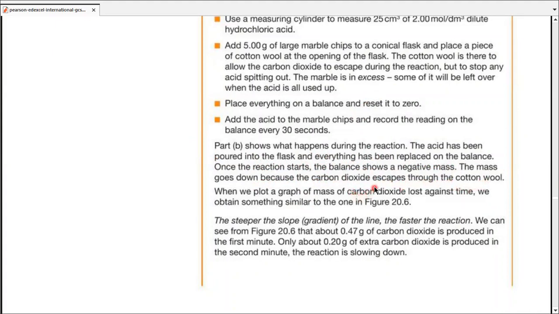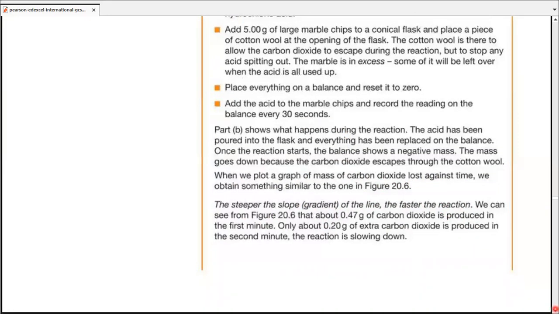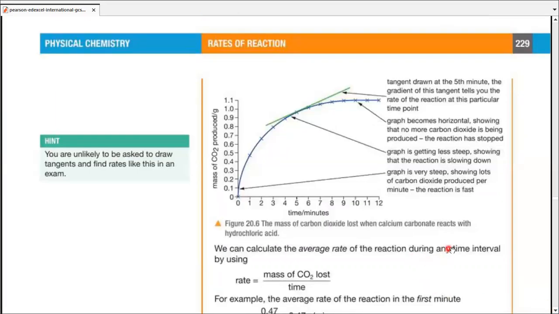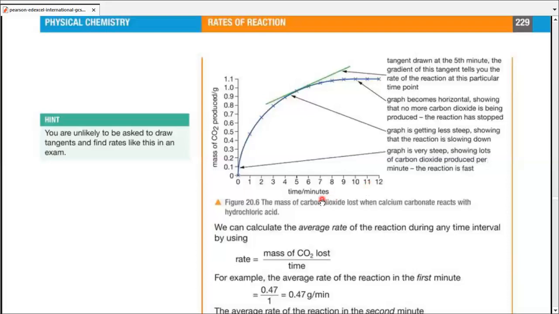Now, since we're getting our readings after equal time intervals, which was 30 seconds, we are going to plot a graph. We're going to plot a graph of the mass of carbon dioxide lost against time. The steeper the slope or the gradient of the line, the faster the reaction. I'm going to explain this line on the graph since this requires a little bit of explanation. Now, let's go to the figure and see how much mass of carbon dioxide has been produced, or there has been some loss. Let's go through this diagram first. On your x-axis, you would find time in minutes. On your y-axis, you would find mass of carbon dioxide produced per gram.